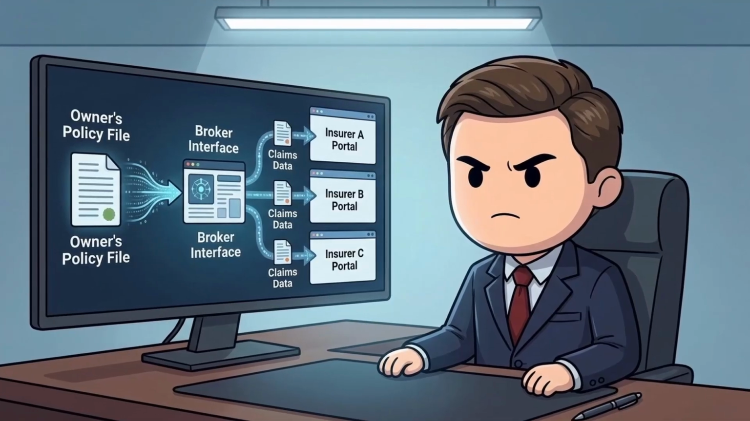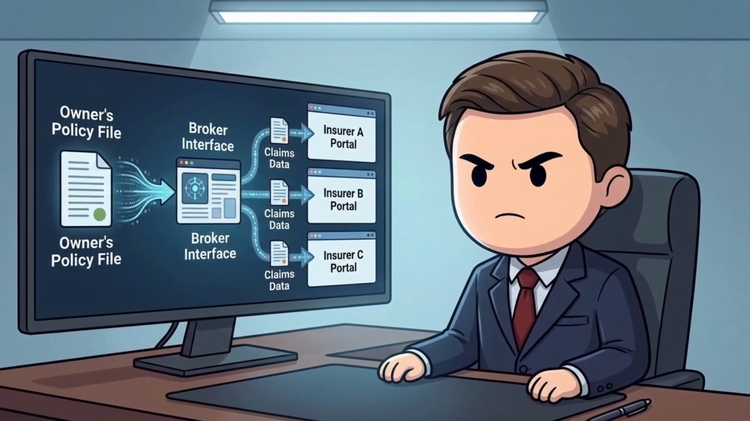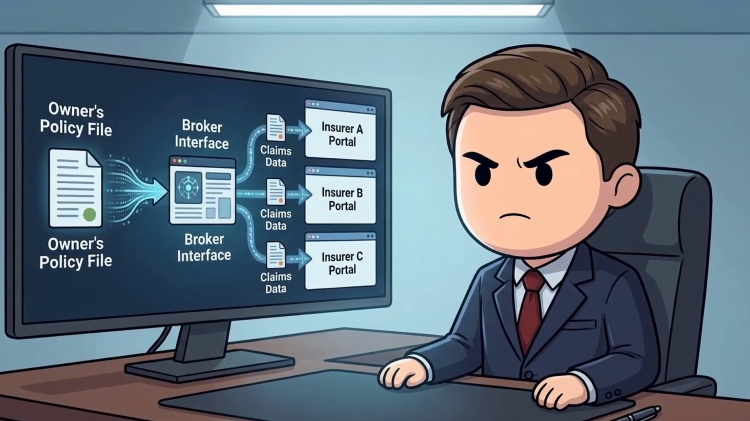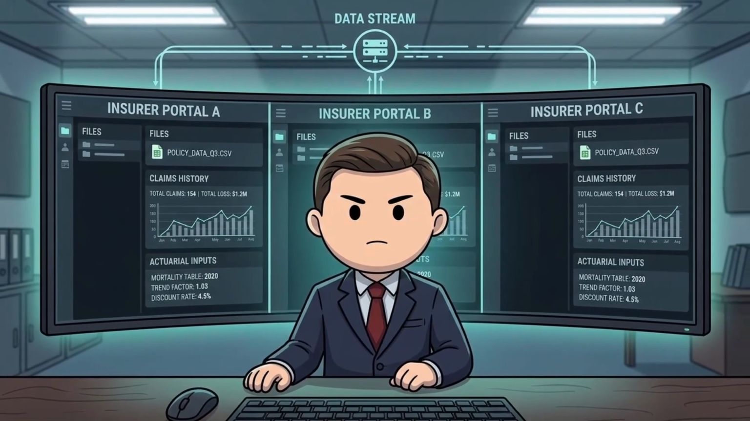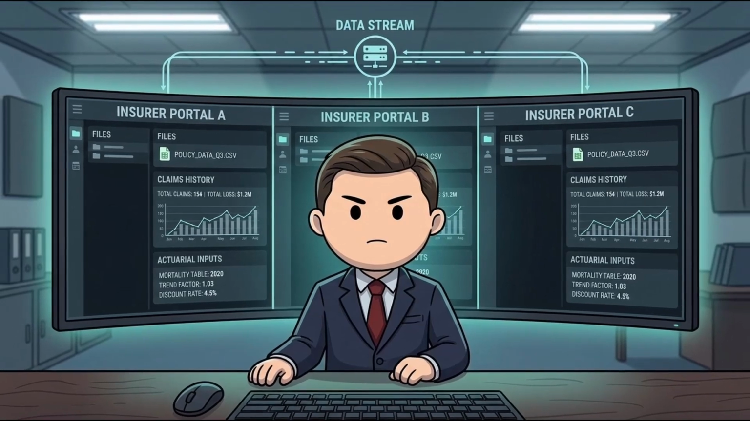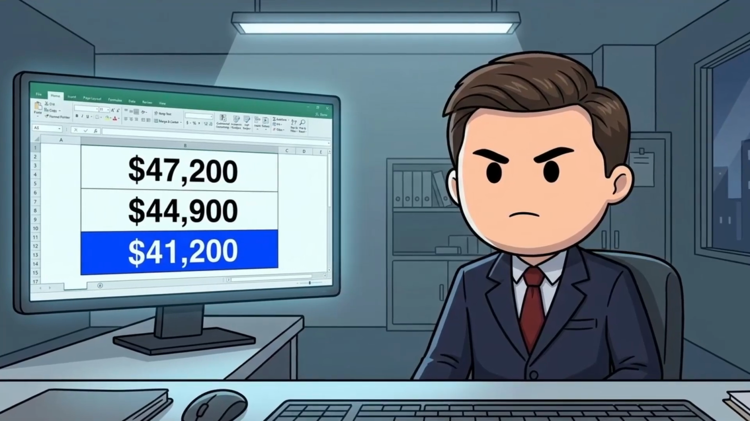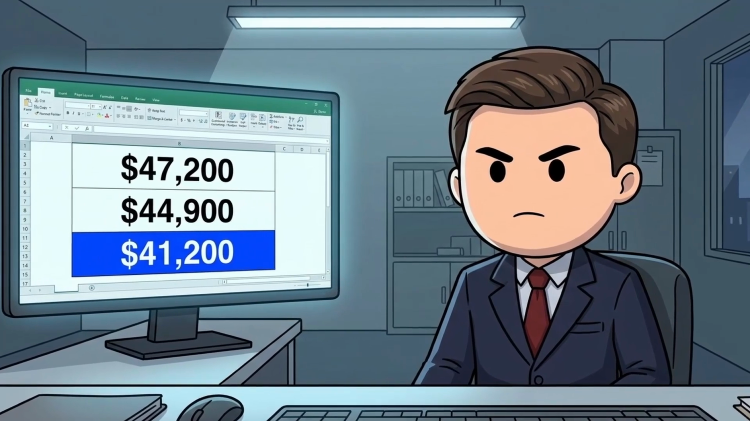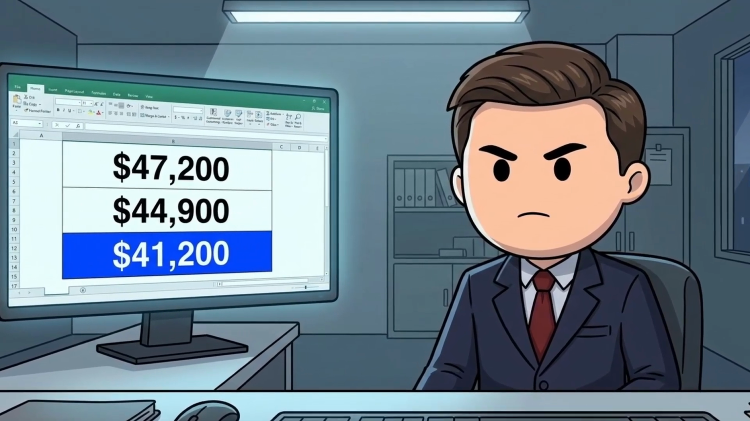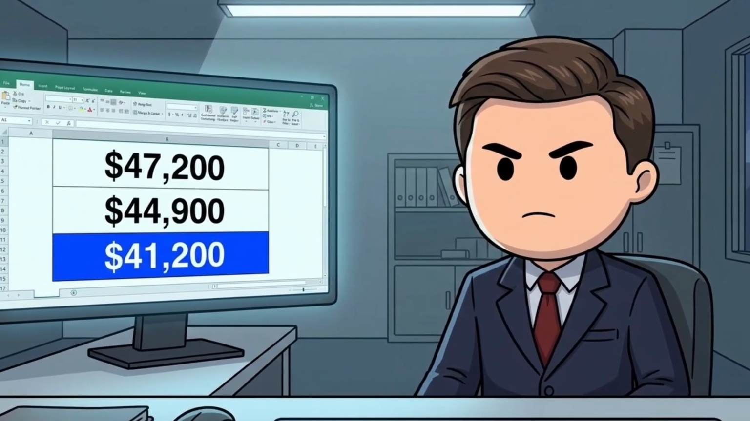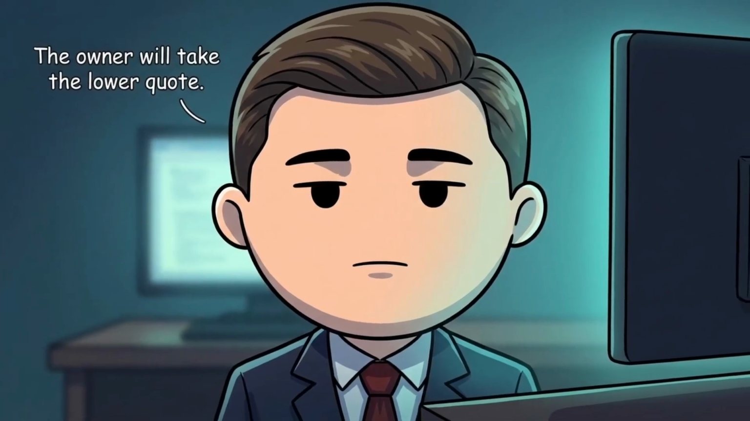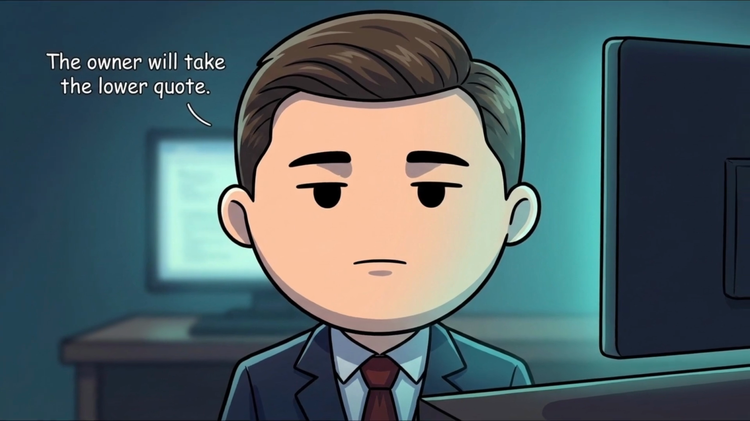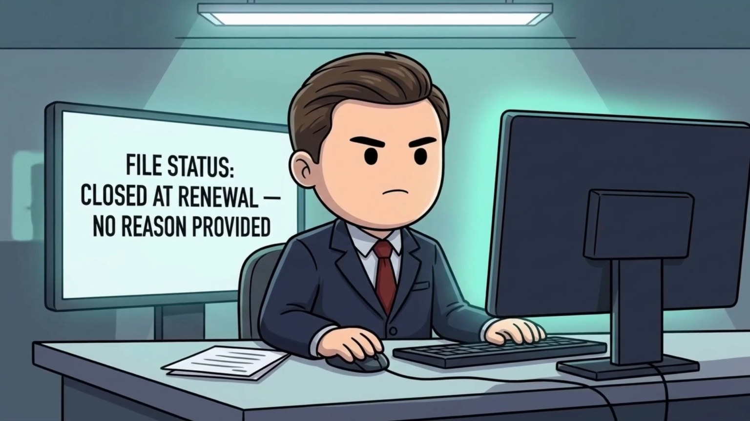The owner will call a broker. The broker will shop the policy to 3 competing insurers. All 3 will receive the same claims data. All 3 will apply similar actuarial models. The lowest quote will be $41,200, which is still significantly higher than the $44,454 you charged. The owner will take the lower quote. You will not be told any of this. The file will simply close at renewal.